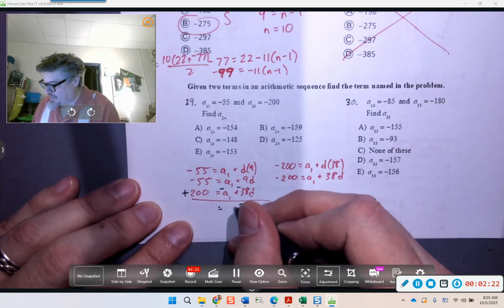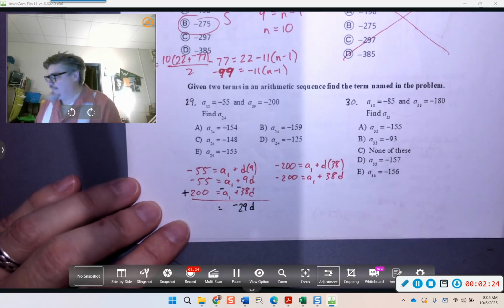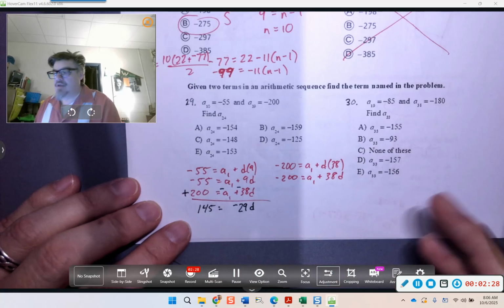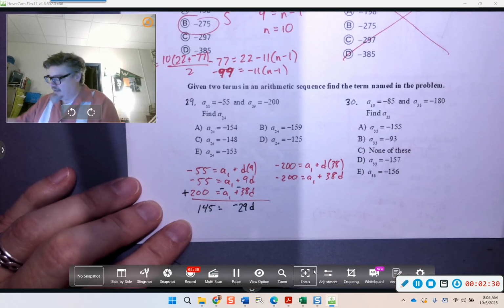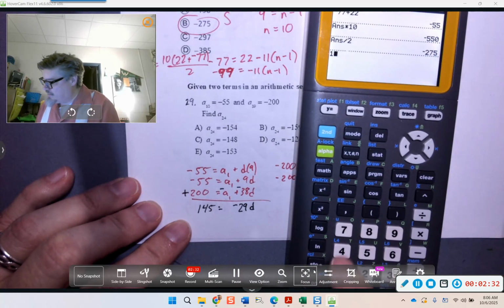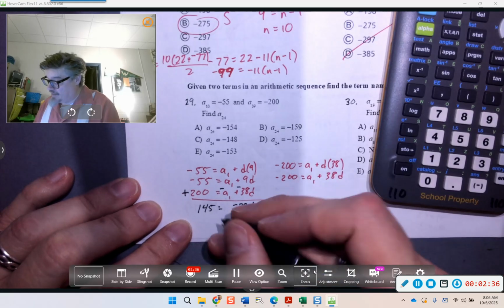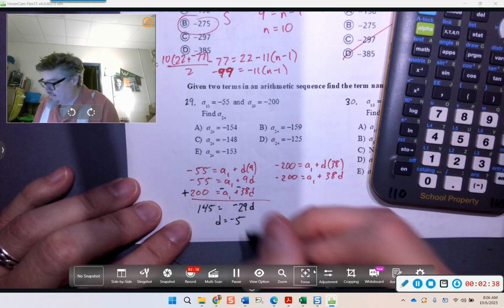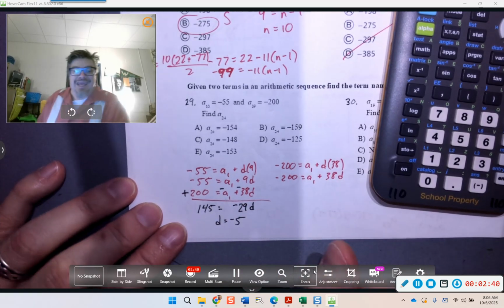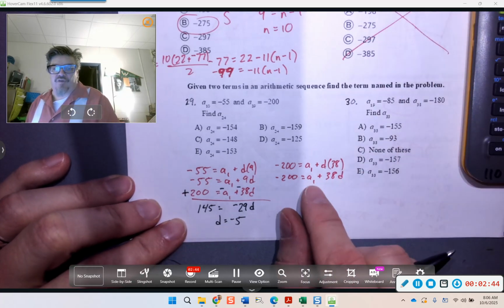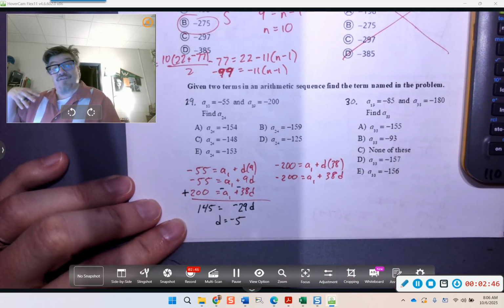29D, in fact, negative 29. And then this guy will be 145. Okay, now I've got my calculator here. I'm going to have to take that 145, divide by negative 29, and I get negative 5. Okay, so the D value is negative 5. Okay, and now I got to solve for, might as well use this guy. Now I got to solve for A1. Now that's going to tell me my first term.